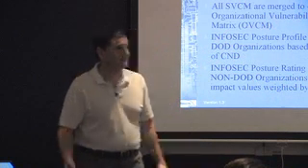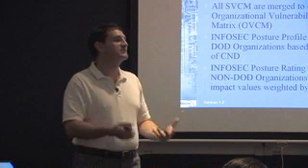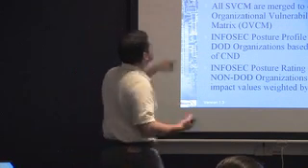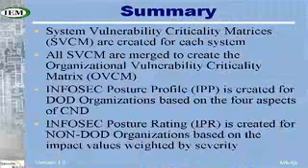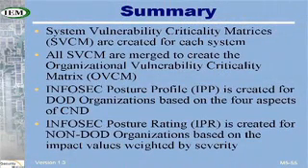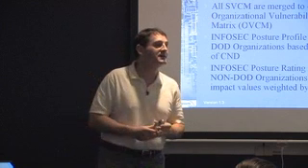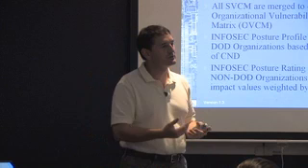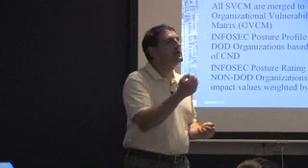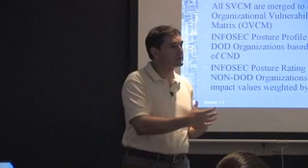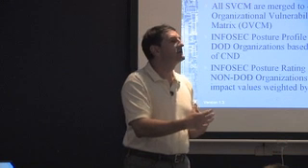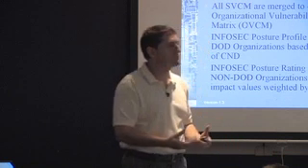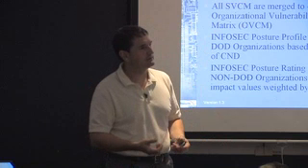So what did we do? What we introduced to you was the concepts of system vulnerability criticality matrices, organizational vulnerability criticality matrices, the InfoSec posture profile, and the InfoSec posture rating. This is a way to show what you come up with for the customer in terms of where are their vulnerabilities. It can visualize some of the priorities that they need to focus on, and it can give them a score that can be used for tracking and trending over time.